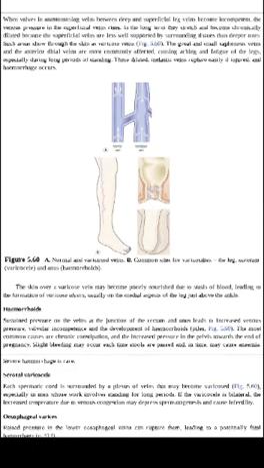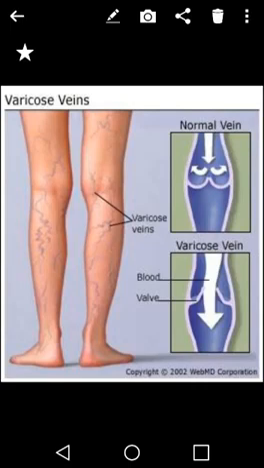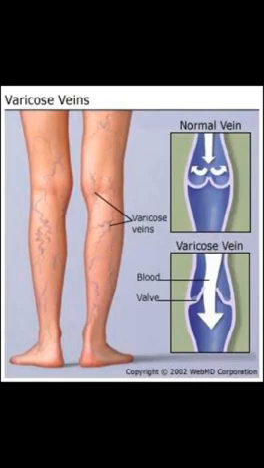Okay, let me show you a diagram. You can see these varicose veins, they are on the tibia region, and you can see that they are very visible on the skin. And on the right side you can see there is a normal vein with proper valves, and below it there are varicose veins, and you can see that the valves are not closing properly, so it does not prevent the backflow of blood.